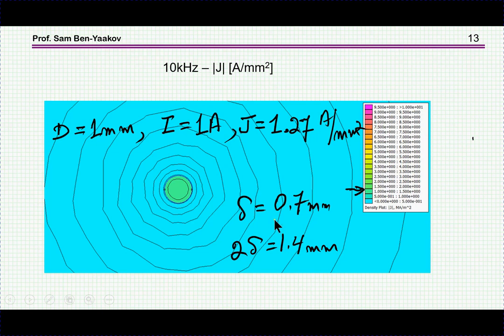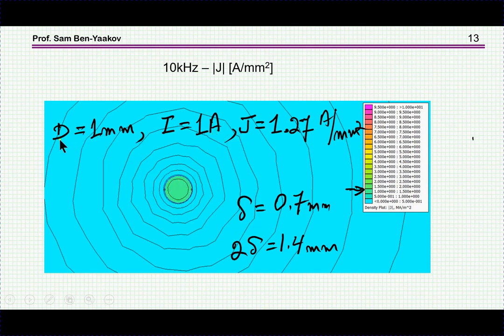So now I'm going through results of finite element analysis, or simulation I should say, done by the FEM package. Let's start with the skin effect. We have here a wire, 1 millimeter diameter, and we're assuming 1 amp current flowing through it.